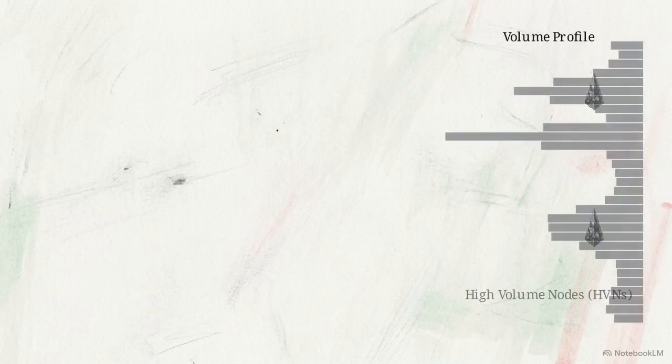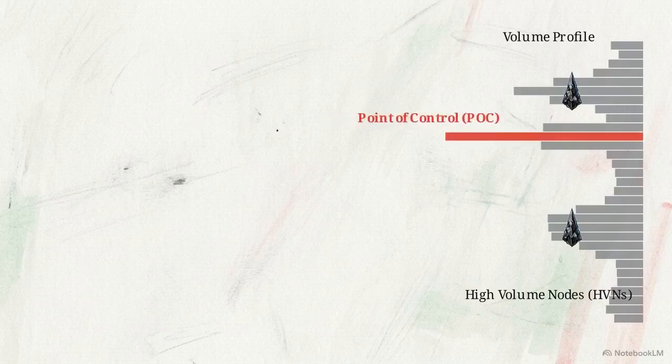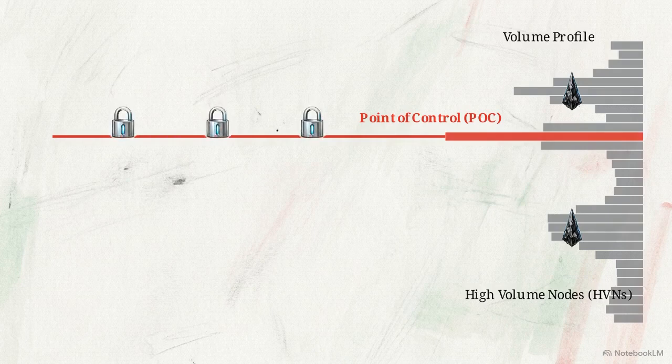On the opposite end of the spectrum are high-volume nodes, or HVNs. The absolute largest peak is your point of control. These are zones of extreme friction and massive liquidity. Never trade a breakout directly into a high-volume node. The institutional money sitting there will absorb the momentum.